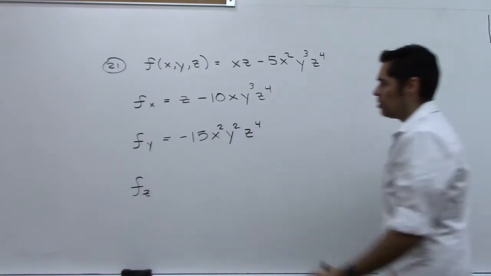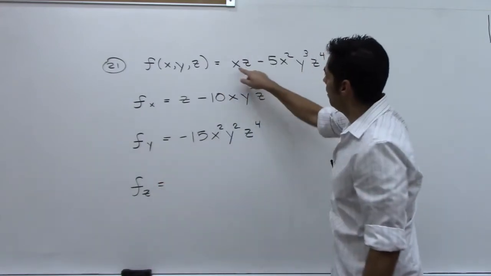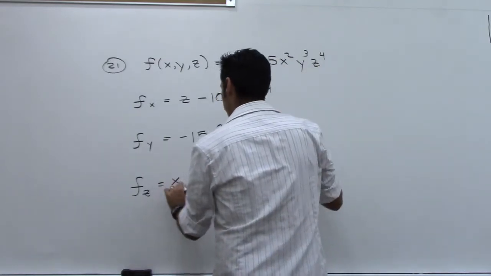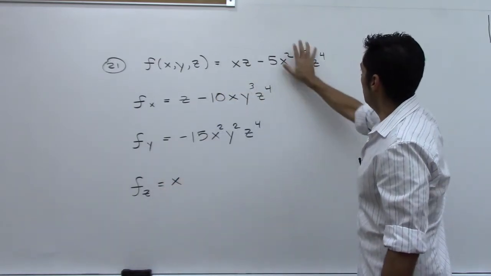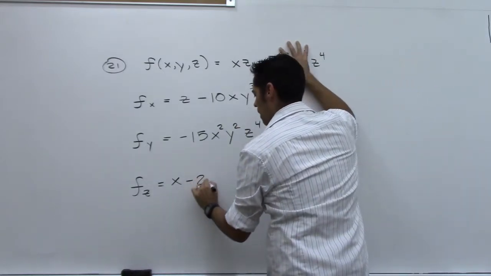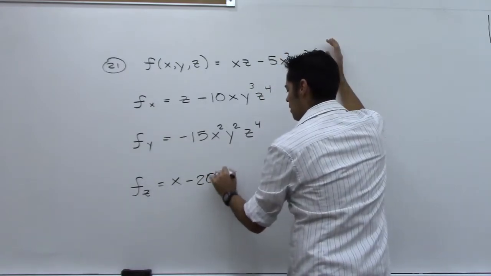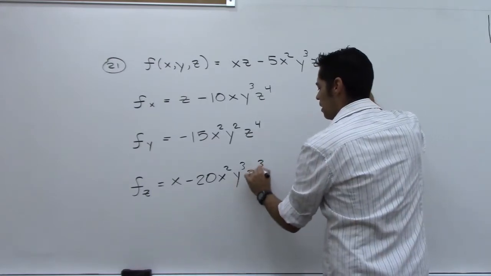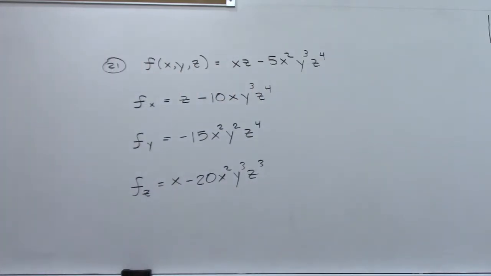On the last one, we treat x and y like constants. So over here, x is a constant covered up, derivative of z is 1, so we just get 1 times x. Here, this is all a constant right here. The derivative of z to the 4th, 4 comes out, so negative 20. And then we have this constant, x squared y cubed, and then this we took the derivative of, the 4 popped out, so z cubed. So there's number 21. Let me double check these. Make sure I didn't make a little typo anywhere. Okay, we're good.